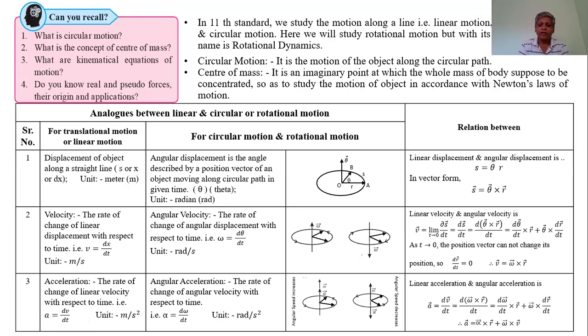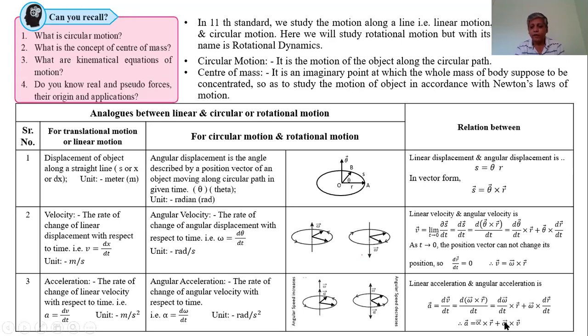The relation between linear acceleration and angular acceleration is here. The linear acceleration is the derivative of linear velocity with respect to time. We substitute the value of linear velocity as vector omega cross vector r here, and taking the derivative, we get two terms. The first is vector alpha cross vector r, that is the acceleration due to the change in speed or change in angular velocity. That is called the tangential acceleration. That is not angular acceleration, that is the tangential linear acceleration.